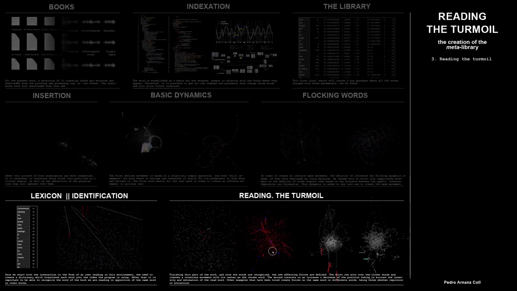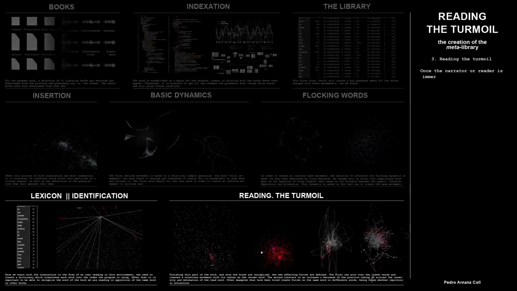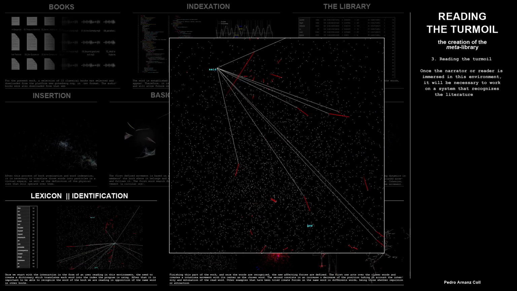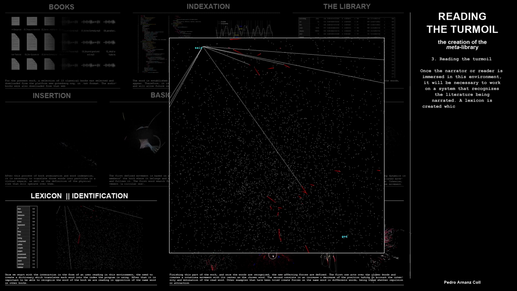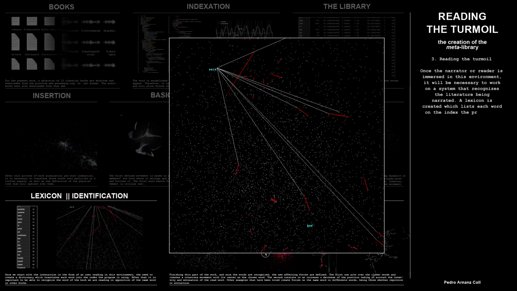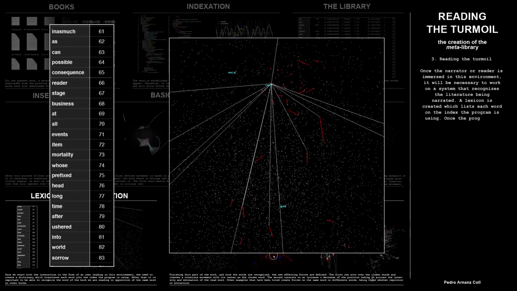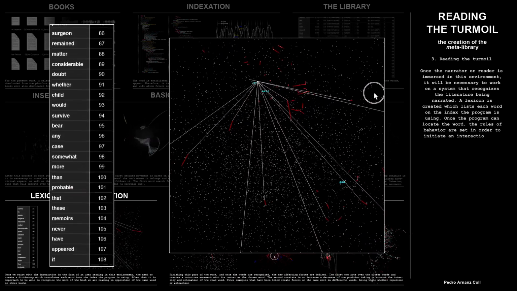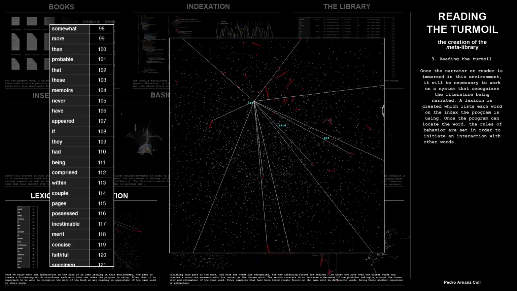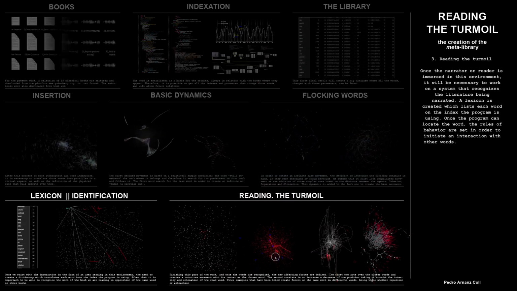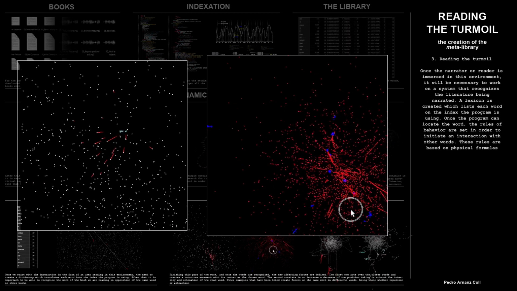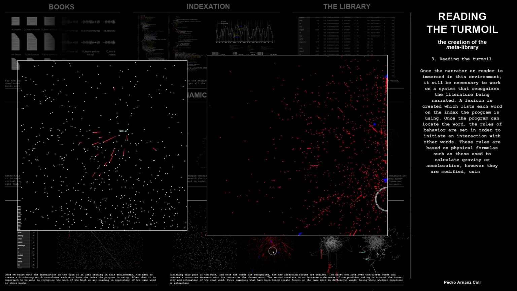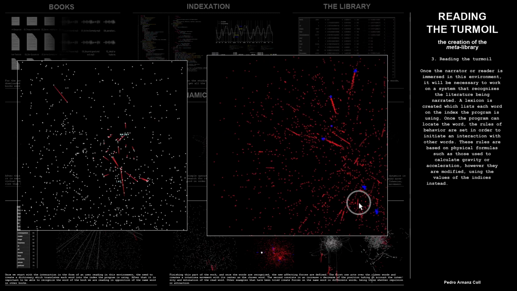Reading the Turmoil. Once the narrator or reader is immersed in this environment, it will be necessary to work on a system that recognizes the literature being narrated. A lexicon is created, which lists each word on the index the program is using. Once the program can locate the word, the rules of behavior are set in order to initiate an interaction with other words. These rules are based on physical formulas such as those used to calculate gravity or acceleration. However, they are modified using the values of the indices instead.